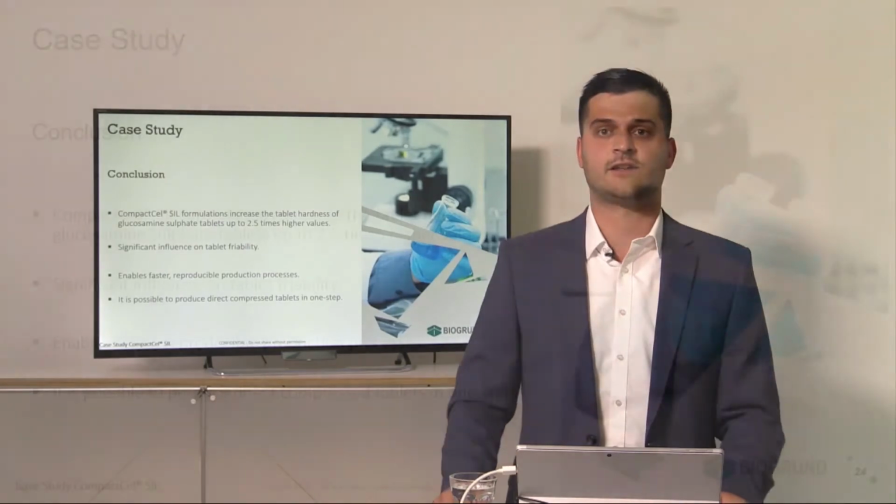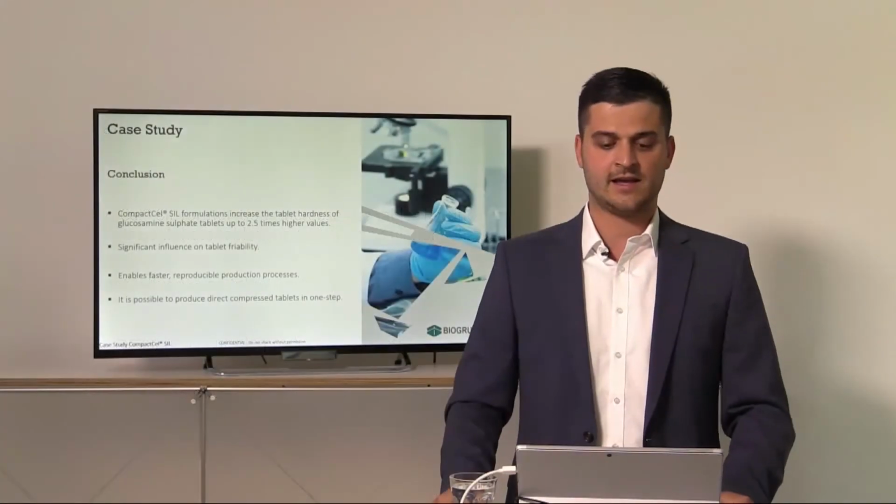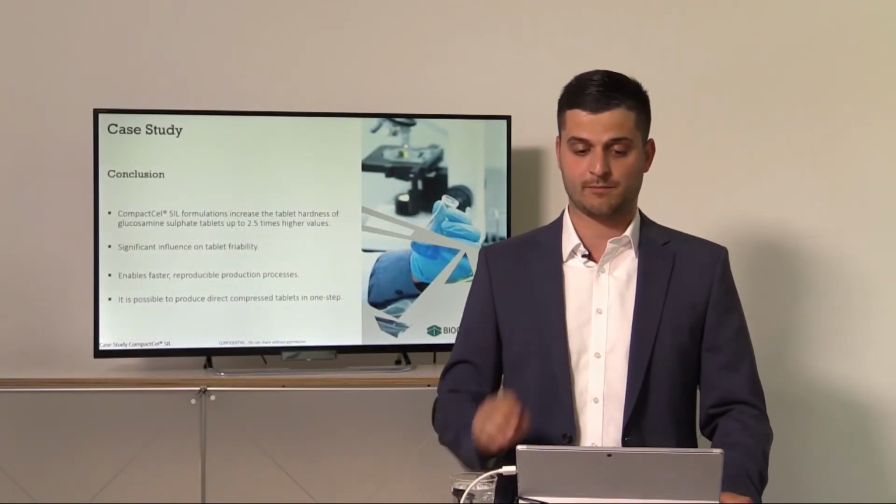To conclude the study, we can record Compact Cell SIL increases the hardness up to 2.5 times. It has a significant positive influence on the friability, and it enables faster reproducible production processes. And it's possible to produce tablets by direct compression in only one step.